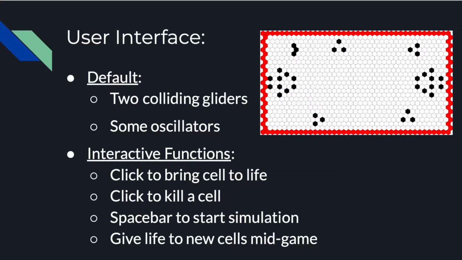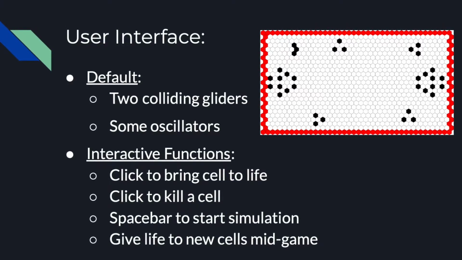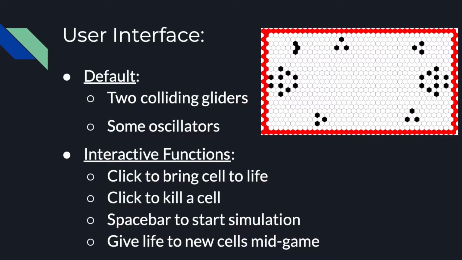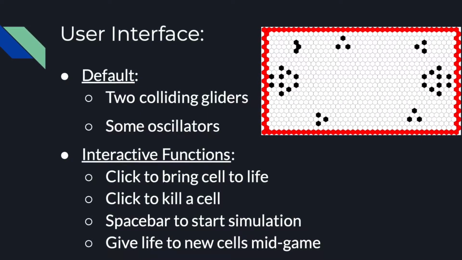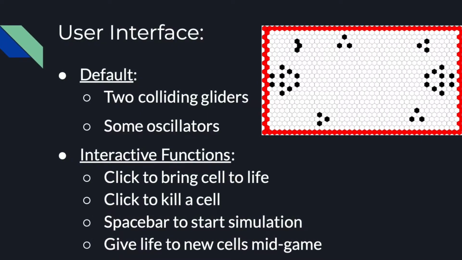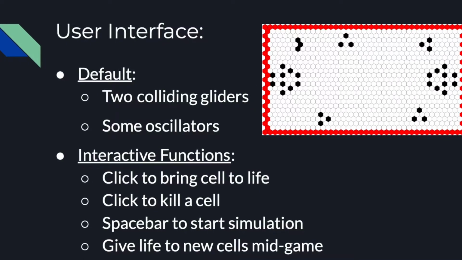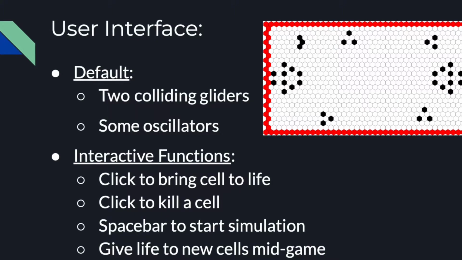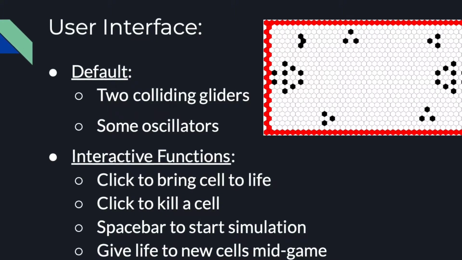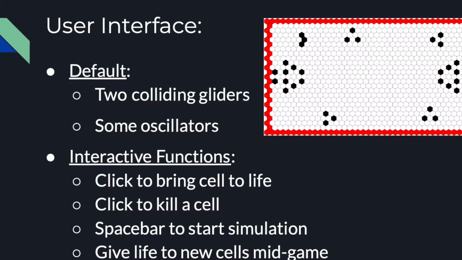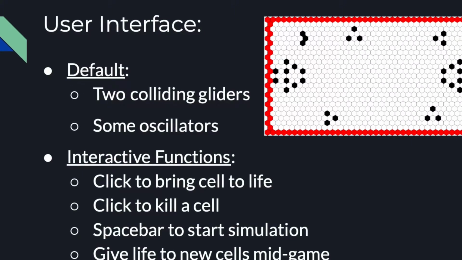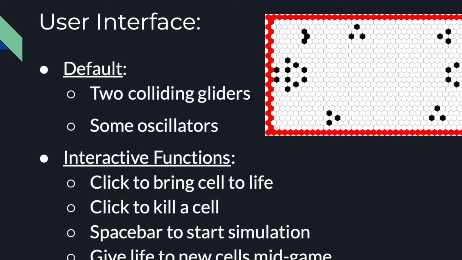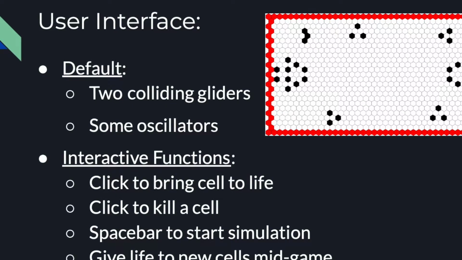The user interface that we've created for this program has a default setting where there are 2 gliders on a collision course, as well as some additional oscillators for the user to look at. For the interactive functions of this interface, you would click a cell to either bring it to life or to kill the cell, and then press the spacebar to start the simulation. At that point, you can then actively click around the domain to adjust the cells during the simulation.